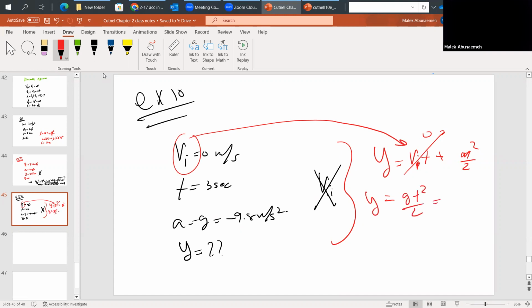In this case, it would be 9.8, and you can actually use a negative, times your time squared, which is 9, divided by 2, and you should get 44.1 meters. When you say negative 44.1, that means you are going this way, down, 44.1 meters. That's where the negative goes in.